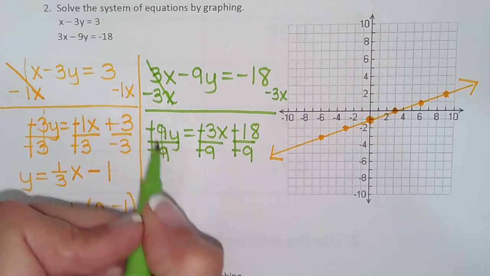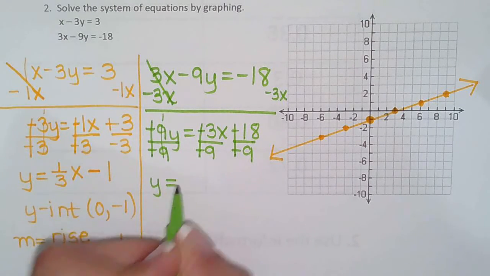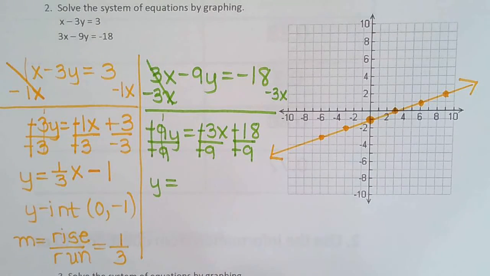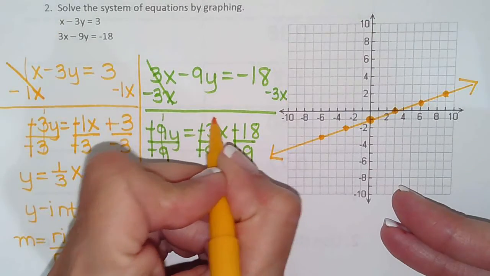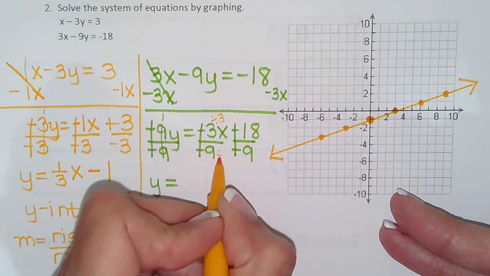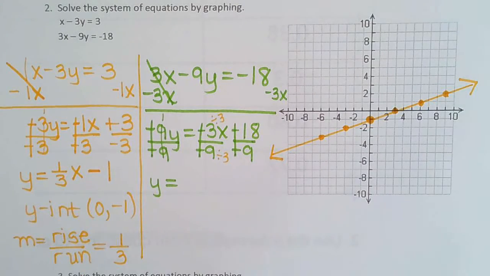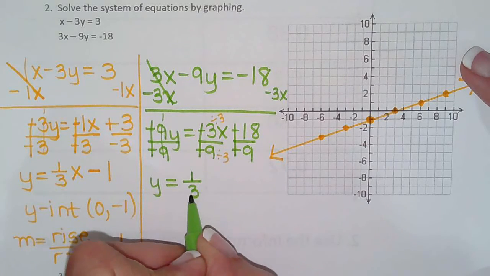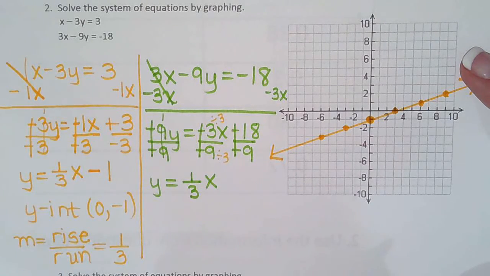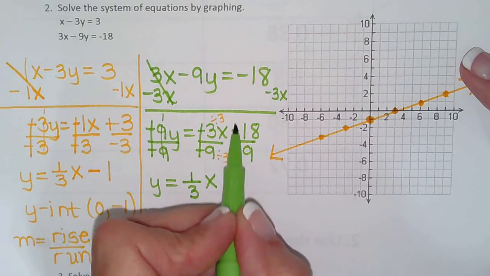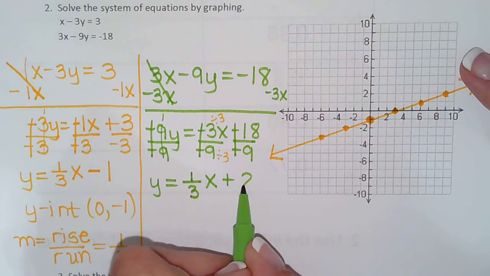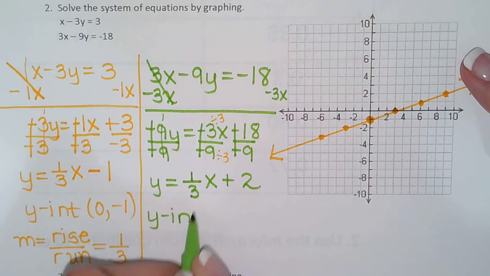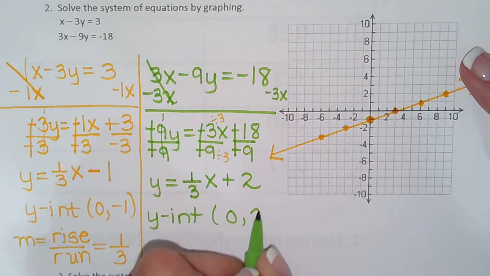So this turns into 1, so y equals, this needs to be simplified, so does this. 3/9 is divisible by 3, numerator and denominator. So 3 divided by 3 will be 1, 9 divided by 3 is 3, and then x. 18 divided by 9, and it's positive, is 2. So my y-intercept is 0, 2.